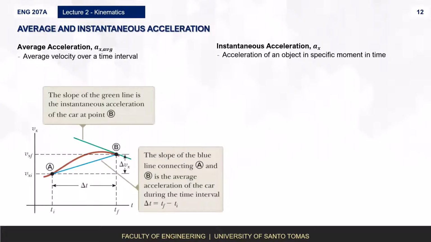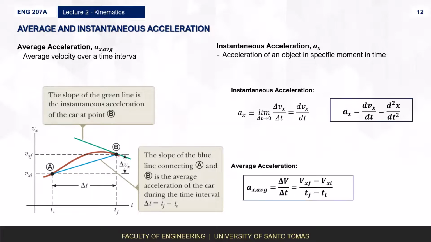Just as we did with velocity, we also have average and instantaneous acceleration. Average acceleration is the change in velocity over a time interval. Instantaneous acceleration is the acceleration of an object or a particle at a specific moment in time. The instantaneous acceleration is equal to the derivative of the velocity with respect to time, which by definition is the slope of the velocity time graph.